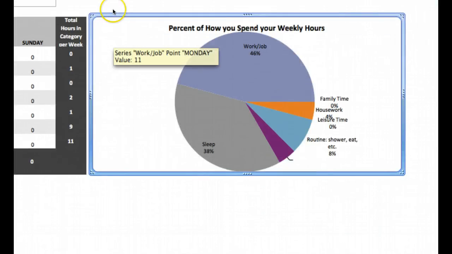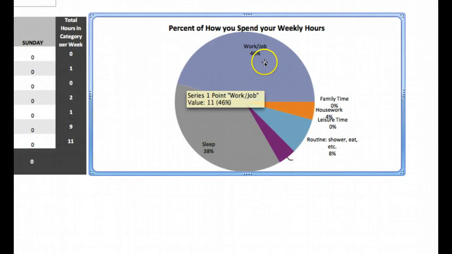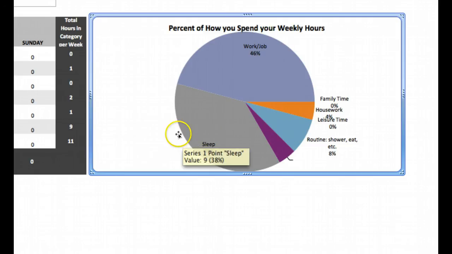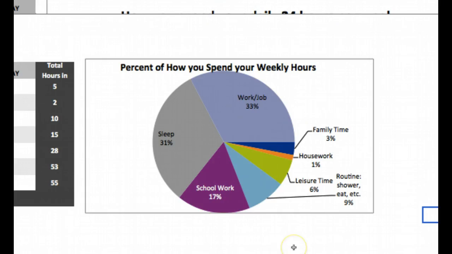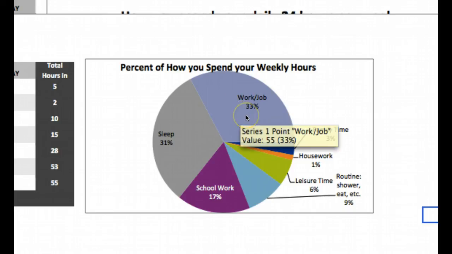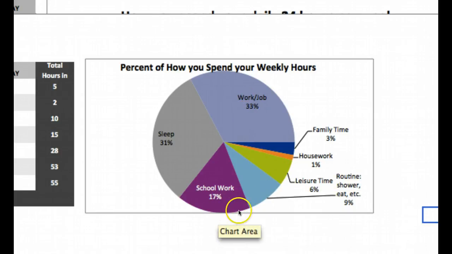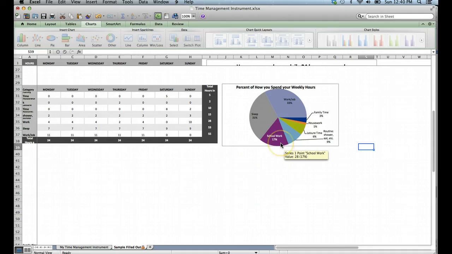The pie chart is set up to provide you the percent of time for the entire week spent at one or the other areas. In this case, the data is not fully populated, so you're only seeing the results for Monday. When we move over to the sample worksheet, you can see that for the entire week, a person may be spending about a third of their week sleeping, another third working, and the last third is broken down into smaller proportions, including 17% schoolwork.